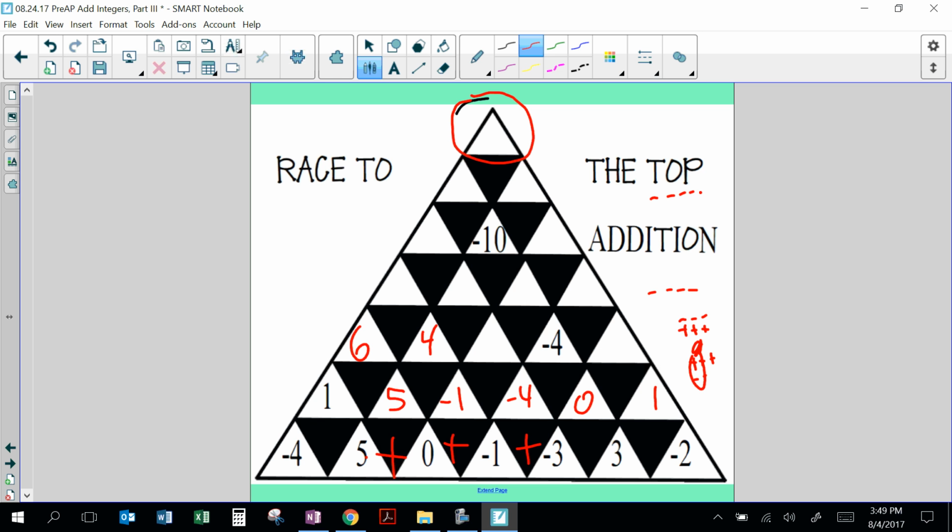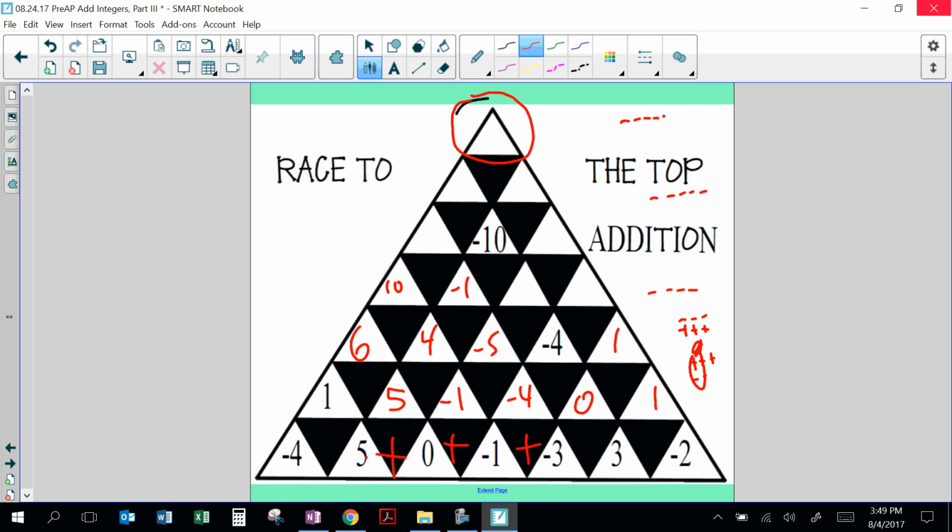I add 4 negatives. Do I see any 0 pairs? No, so that's -5. And that's -4. And 0 plus 1 is 1. 6 plus 4 is 10. 4 with -5. Do I have more positive or more negatives? More negatives by how many? By 1, -1. -5 plus -4.